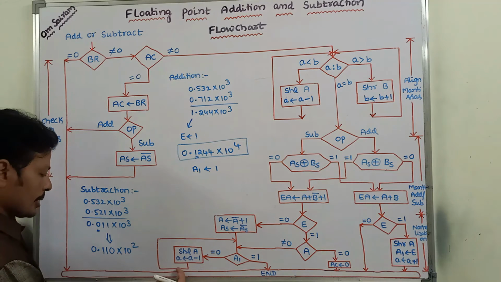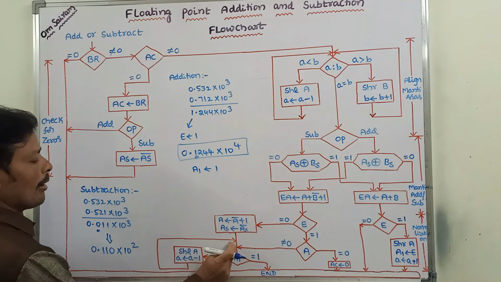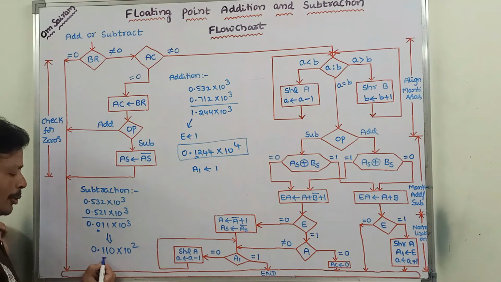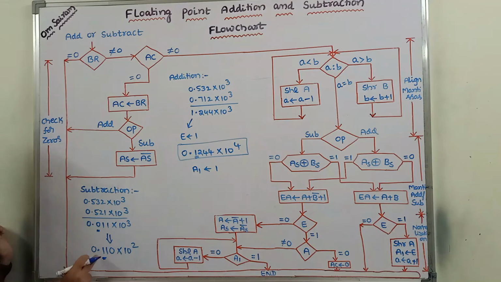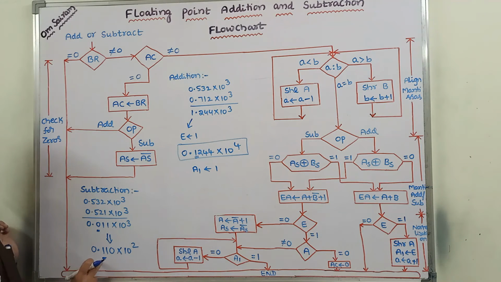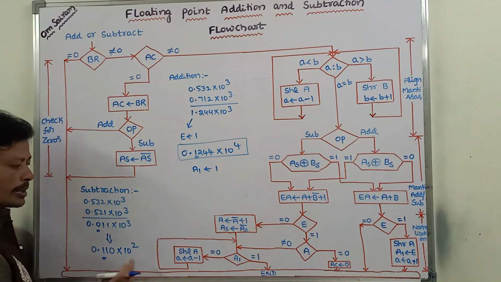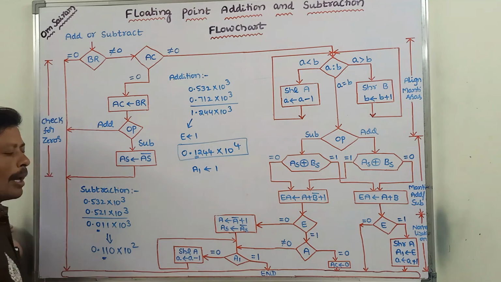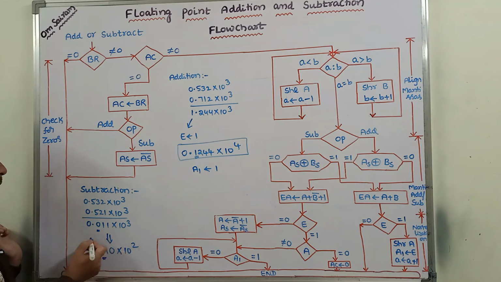After performing this step, we check the A1 value. Now A1 value becomes 1. A1 is the most significant bit of the mantissa. If its value is 1, we simply stop the procedure. That means we are getting the normalized result, because the most significant bit of the mantissa is a non-zero value. We can say that the result is a normalized result, and the floating point number is a normalized floating point number.